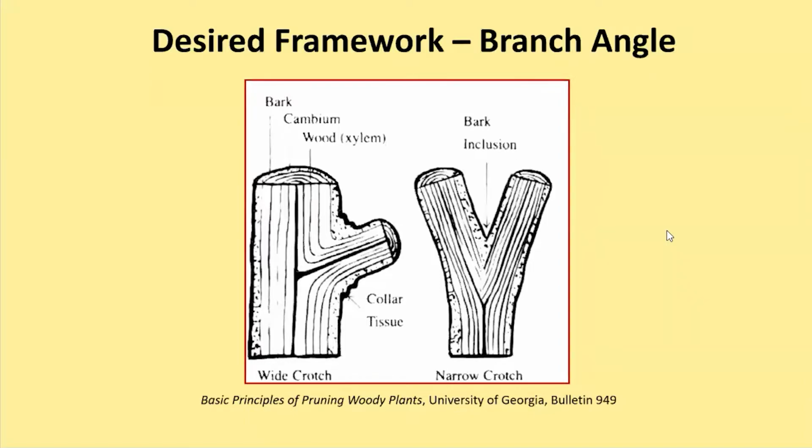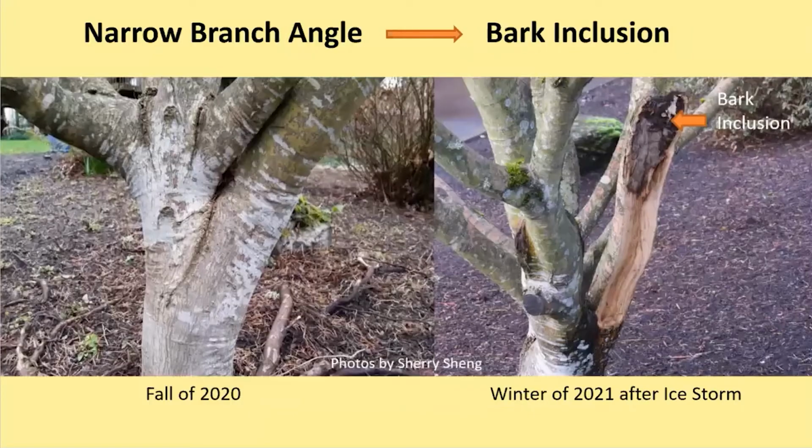And I'll show you the evidence of what happened here. So this is bark inclusion in the right photo. And that's supposed to be the joint of two branches. But because the branch angle was so narrow, bark grew into it. And so instead of wood joining wood, it's wood joining wood for a portion, but a large part of it was just bark. So there was no attachment at all.